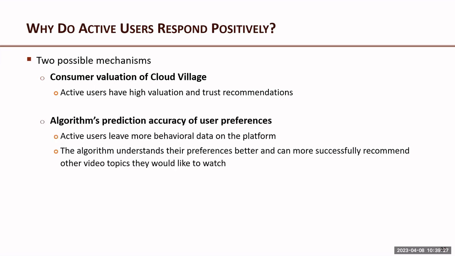And the second perspective is from the algorithm's prediction accuracy of users' preferences. Since active users view more videos, they will leave more behavioral data on this platform. And therefore, the algorithm can better understand their preferences and is more likely to successfully recommend some other new video topics they will also like to watch. And in that case, they can also respond positively.